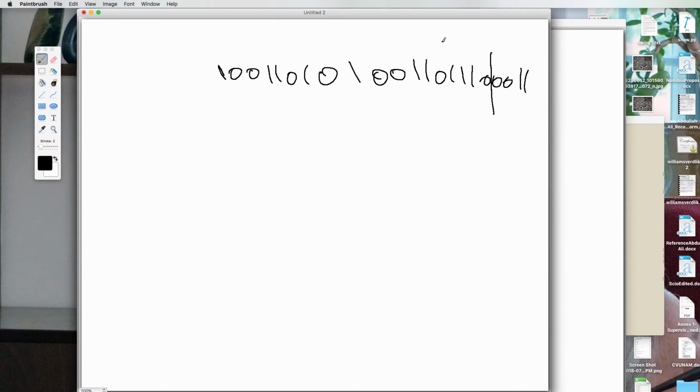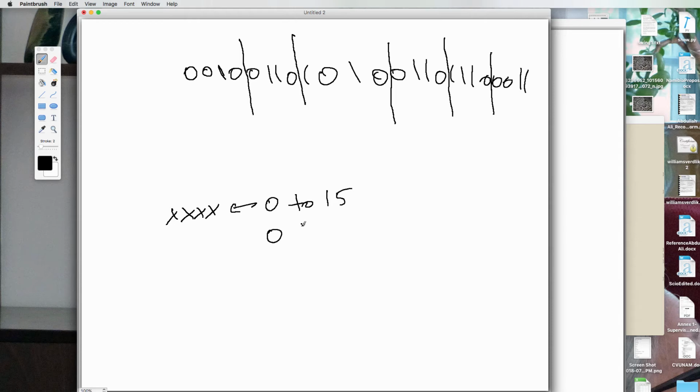Here's 1, 2, 3. Here's 4 bits. Here's 1, 2, 3. Here's 4 bits. Here's 1, 2, 3, 4. Here's 1, 2, 3, 4. And over here I have 2, so I'm just going to add 2 more to it. Remember, 4 bits as an unsigned number gets me from 0 to 15. Or if I'm thinking in hex, it gets me from 0 to F.